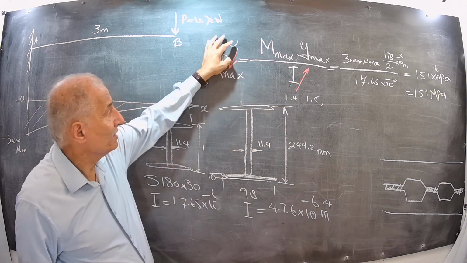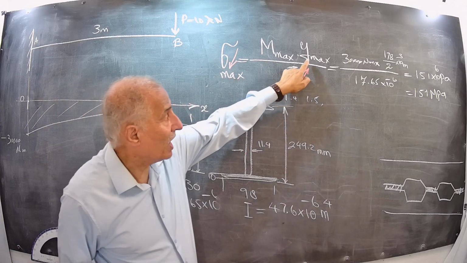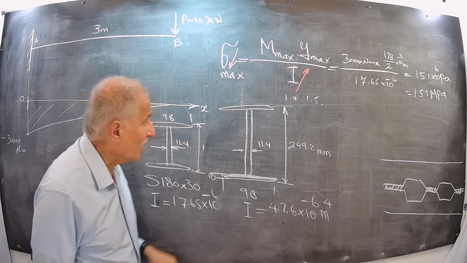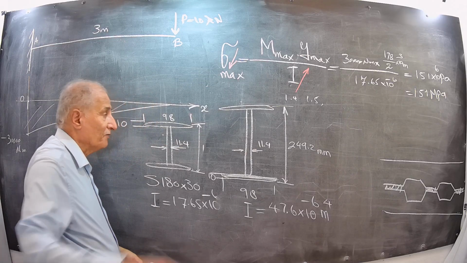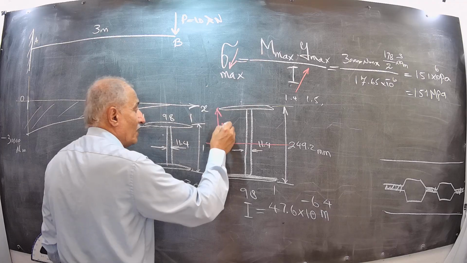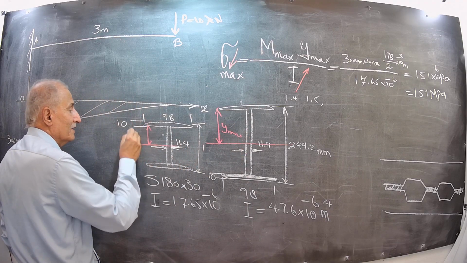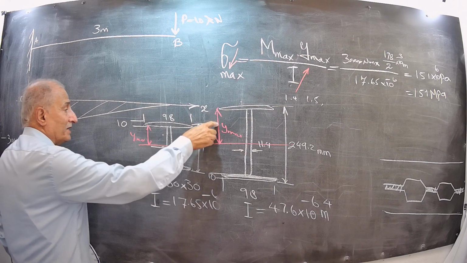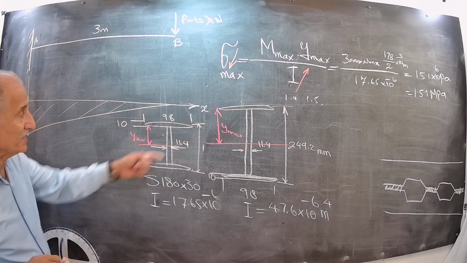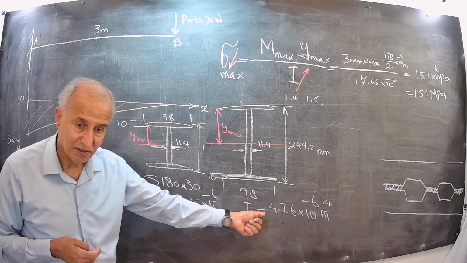Then what happened? Stress is reduced. Remember something. Y also is increased because Y is what? Y is half of the depth of the beam. This is Y max. This is also Y max. And Y max here is larger than before, but this increase is not as much as the increase in I.